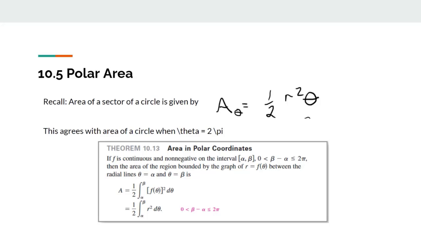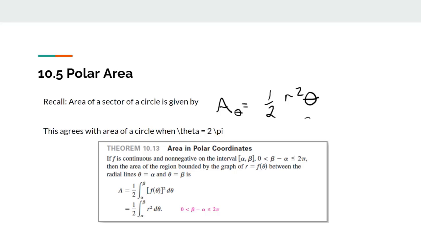We can remember from geometry that the area of a sector of a circle, as a function of theta, is 1/2 r squared theta. So when theta is 2 pi, we have the normal area of a full circle, which is pi r squared, because you would have 2 pi times 1/2 times r squared. So that's a fact we'll need later.